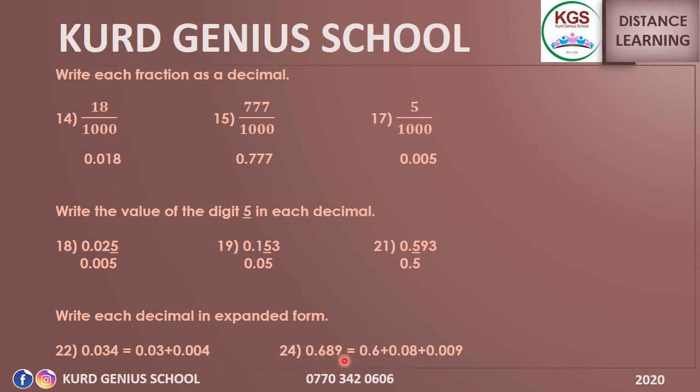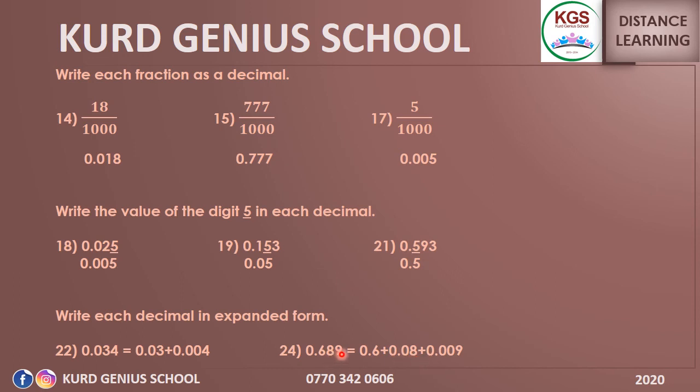Number 24, 689 thousandths. So the first digit to the right of the decimal point is 6, and it has a value of 6 tenths. So write 0.6 because we have only one digit to the left of the 6, and ignore the digits to the right of the 6. So as it's written here, we have 6 tenths, then plus. For the 8, ignore the 9 and write the 6 as 0 and the whole number, which is already 0, as 0. So write 0.08 or 8 hundredths plus.